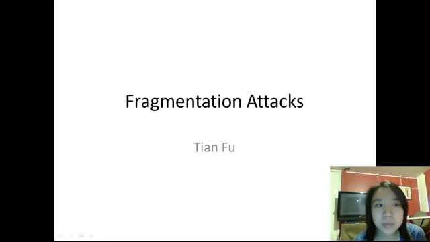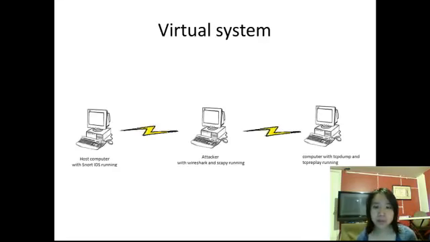Hello everyone. Last time I presented how fragmentation attacks work, and this time I did some experiments about packets from fragmentation attacks. Today I'm going to present those experiments for you. First of all, we can see the virtual system I used to do the experiments.